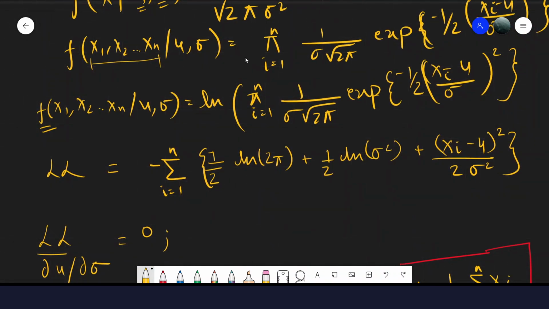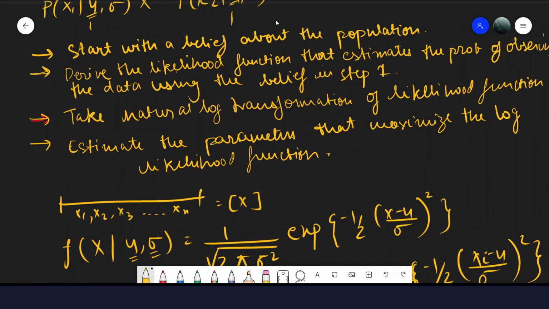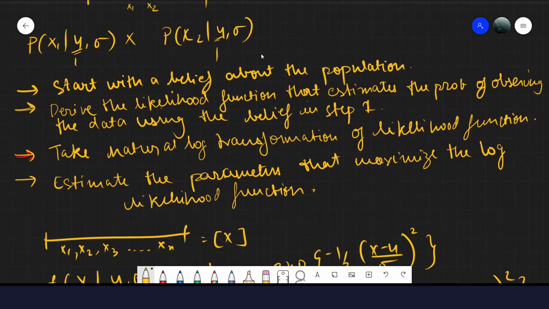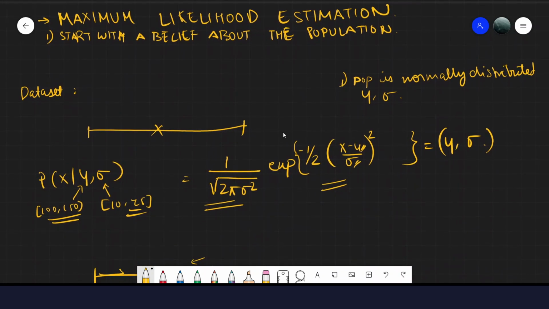And I hope you guys understood this. If you didn't, just watch the video once again. It's not very hard. What you basically need to do is follow these 4 steps, 4 rules to tackle any problem that requires you to find the formula that maximizes the likelihood. Okay. So I'll stop the video here and I'll see you guys in the next video.